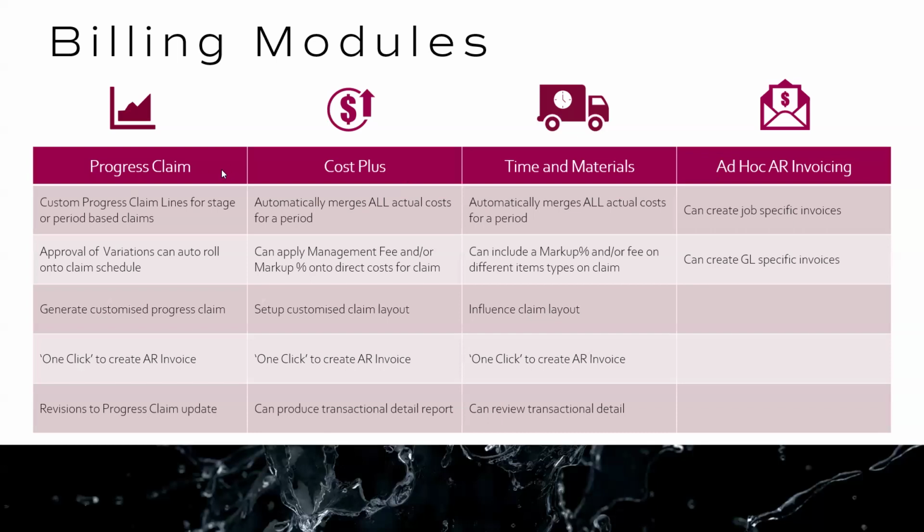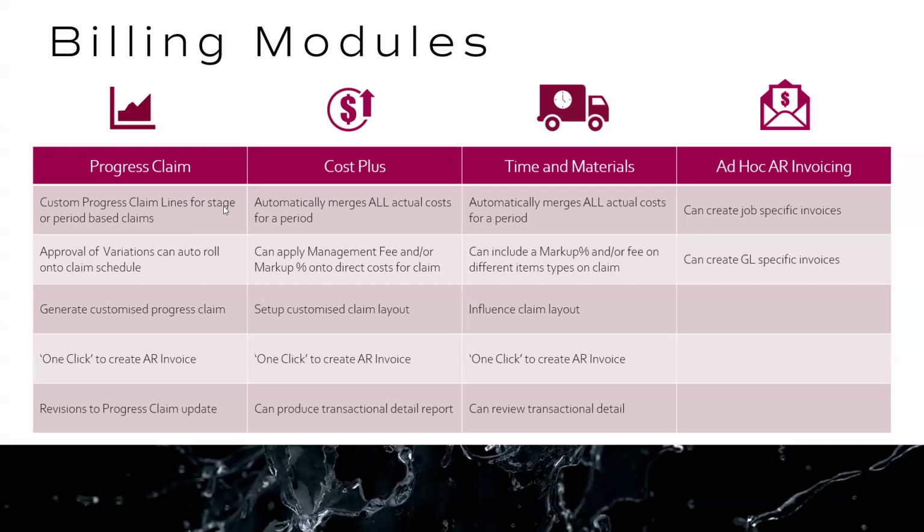Okay. So progress claims, let's talk about them. Progress claims allow you to set up custom progress claim lines for stage or period-based claims. What this means is that you have full ability to customize those details. So for example, it's very flexible. If you have one customer that wants to see it claimed in one way, you can set that up. If you have another customer that wants to see it claimed in a completely different way, you can set that up for their job. Okay, so you have that flexibility there.